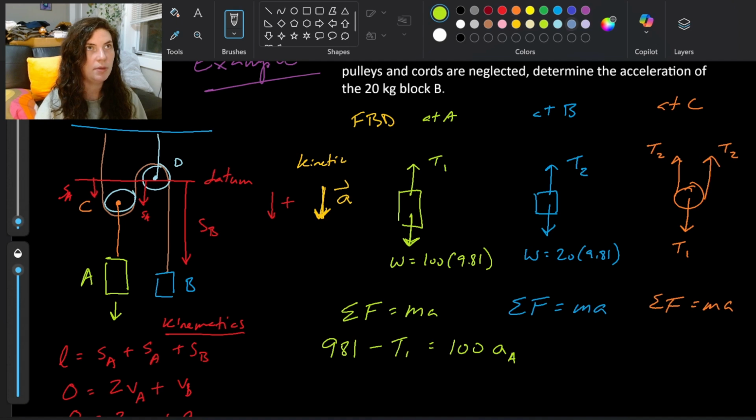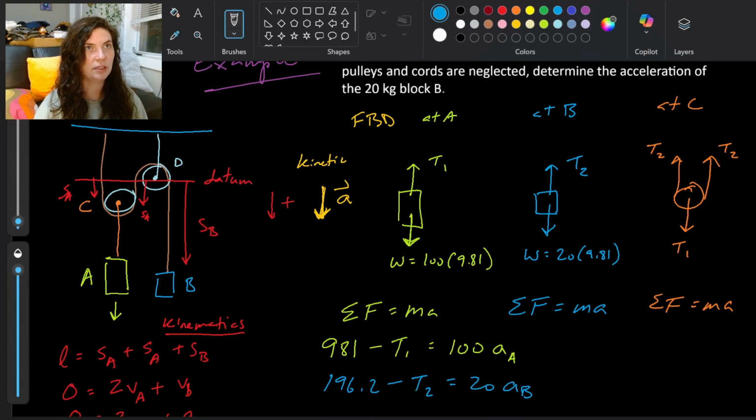Let's go ahead and look at B. So at B, I've got, once again, remembering downward positive, means I have this weight of the block, 20 times 9.81, 196.2 minus T2 equals MA. Mass of block B is 20 kilograms times the acceleration of B.